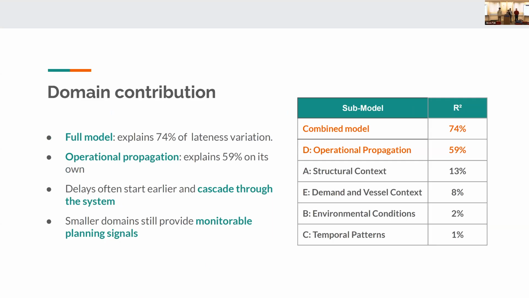Okay, this shows where the model is getting most of its explanatory power. The full model explains 74% of lateness variation, but operation propagation alone explains almost 60%. So the main story is delay carryover. Delay often starts earlier and moves through the system. The other domains are smaller but still useful because they give operators things to monitor.